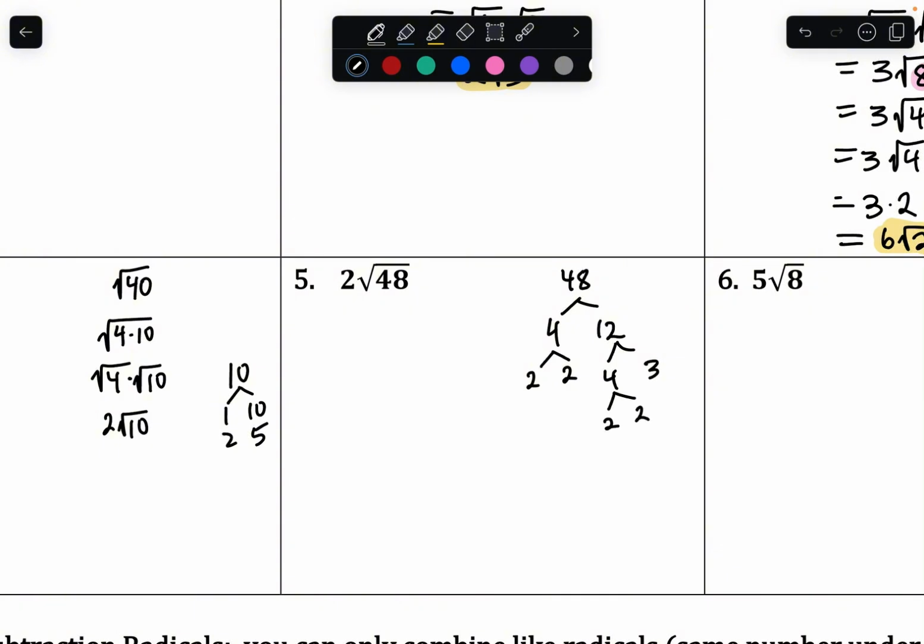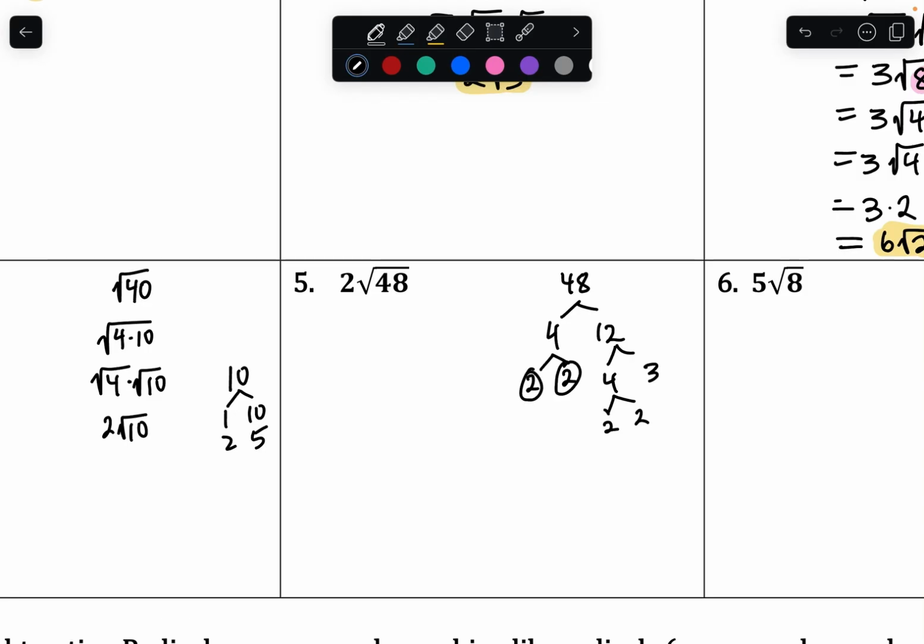And so when you go down to all the primes, you kind of just collect pairs. So here's my primes. And then so make your radical, and anytime you see a pair, that means it was a perfect square factor. And so I have a pair of 2s. I can write a 2 outside. And then I have another pair of 2s. So another 2 would be outside the radical.